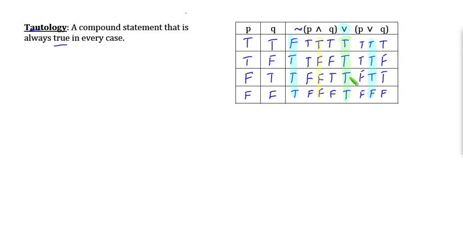And you can notice that this is going to be true in every case. So this is a tautology. And what that means is it doesn't matter whether P or Q are true or false, this statement is always going to come out to be true. And so logically, we call this a tautology.